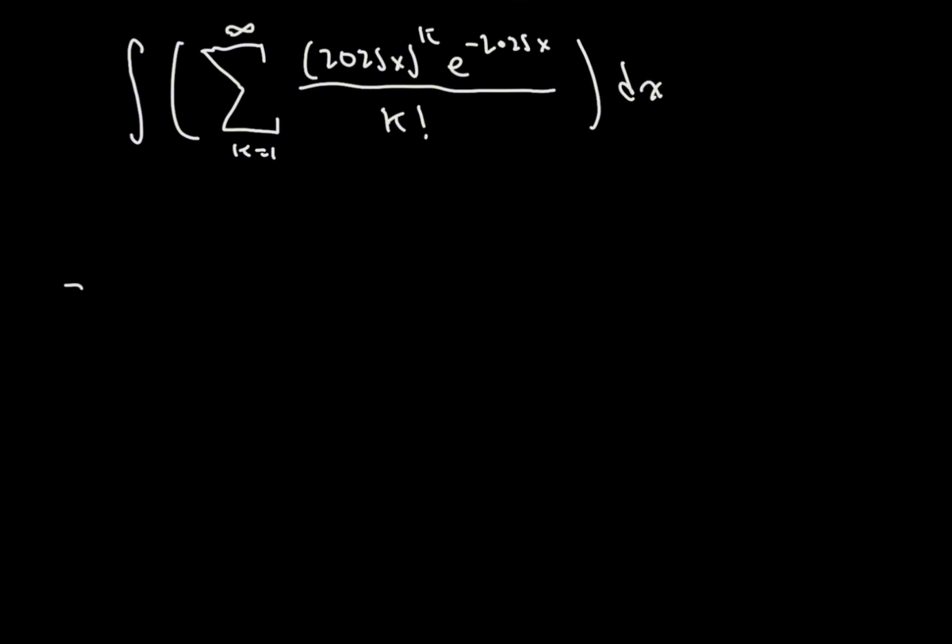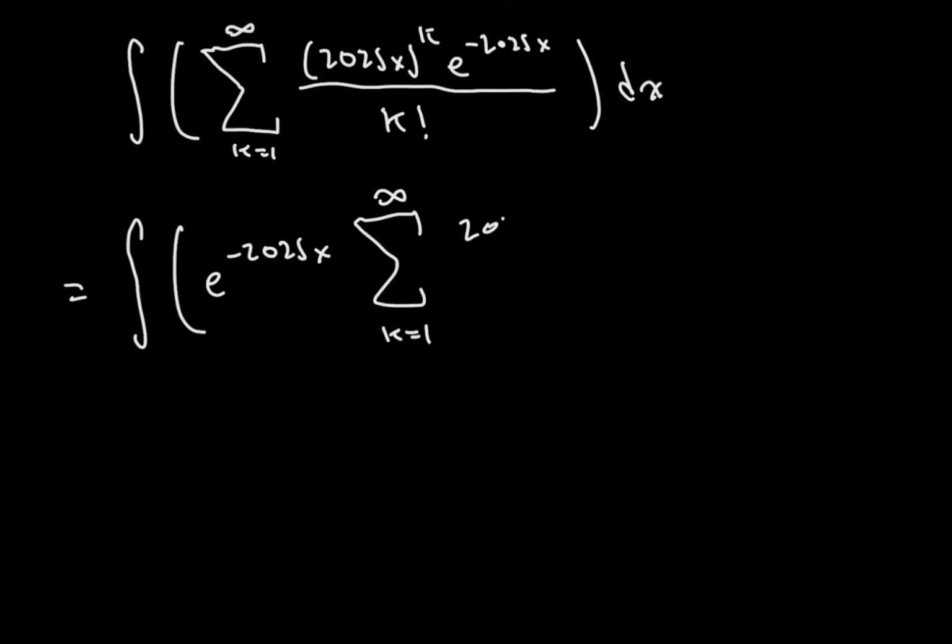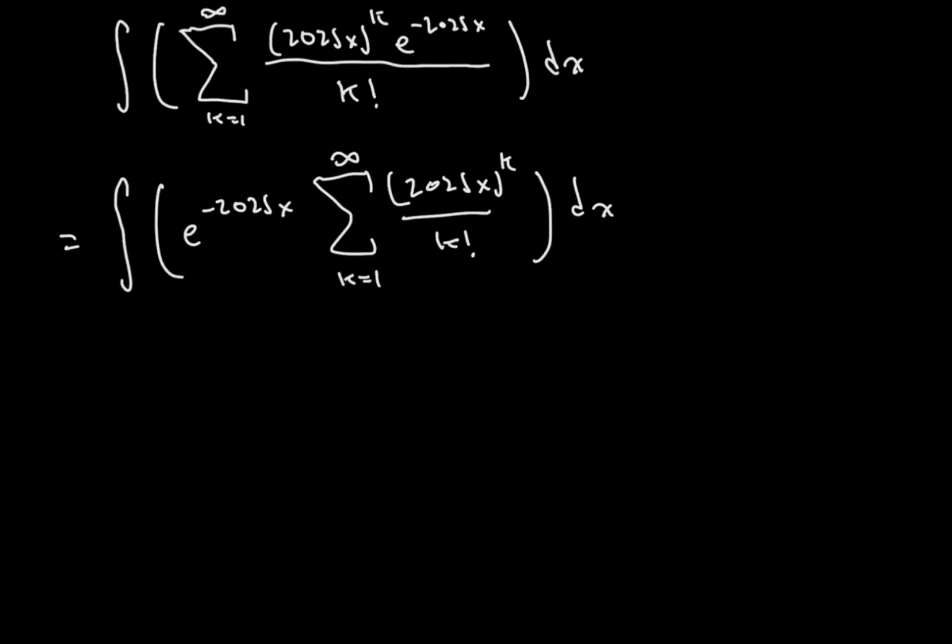So we can rewrite this as the integral of e to the negative 2025x times our infinite sum, the sum from k is equal to 1 to infinity of 2025x raised to the k power over k factorial times dx, right? Okay, so now is a good time to remember what we said earlier. We were saying how eventually we would want to let u equal 2025x in order to simplify some things, right? So we let u equal 2025x.